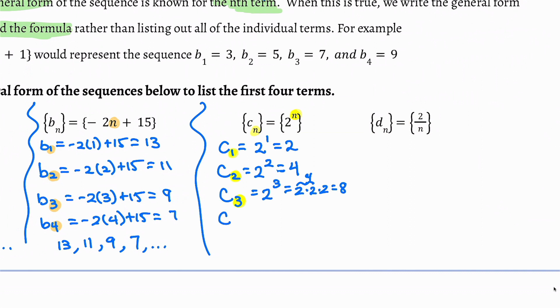And then the last one, c sub 4, or my fourth term in the sequence, that means 2 to the fourth power. Well, 2 times 2 is 4, times another 2 is 8. And then 8 times another 2, that's my fourth 2, that's going to be a 16. So my sequence looks like 2, 4, 8, 16, dot, dot, dot.